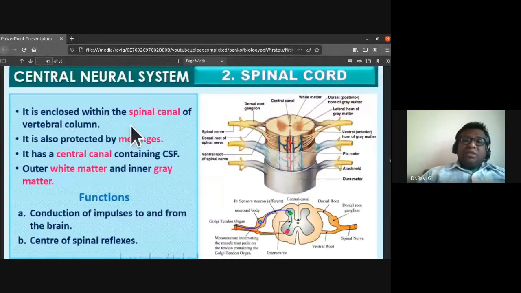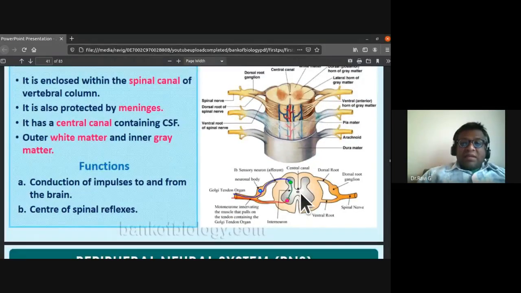The spinal cord is enclosed within the spinal canal of the vertebral column. It is also protected by meninges. It has a central canal containing cerebrospinal fluid. It has outer white matter and inner gray matter. The functions of the spinal cord are conduction of impulses to and from the brain, and it is the center of spinal reflexes.